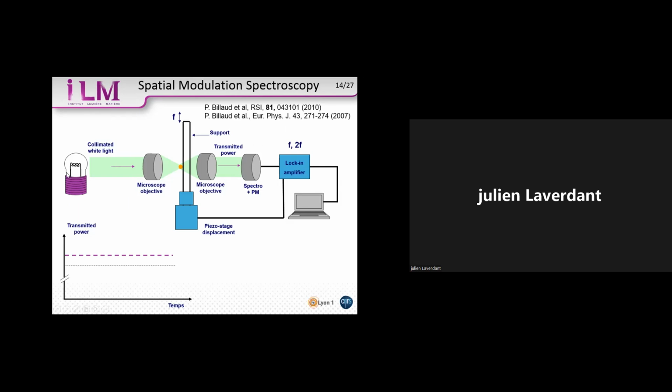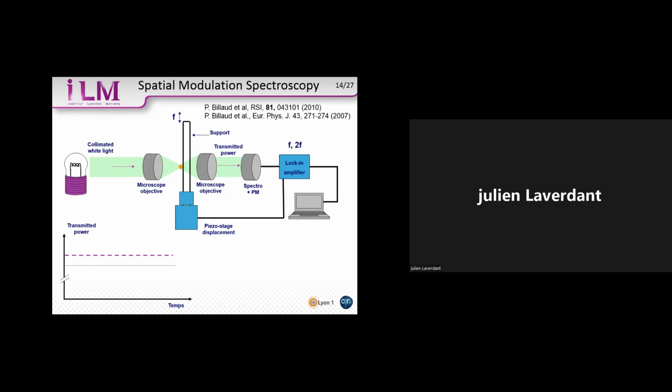So we use a white light here. We focus with a microscope objective on the single nanoparticle, and we collect the light transmission. After that, we put it inside what we call the lock-in amplifier. It's not a problem if you don't understand. We saw it before, but after, I will just explain how it's working. So the particle here is set onto a piezoelectric stage, so it can move outside the beam and inside the beam. I will show you with an animation how it's working.